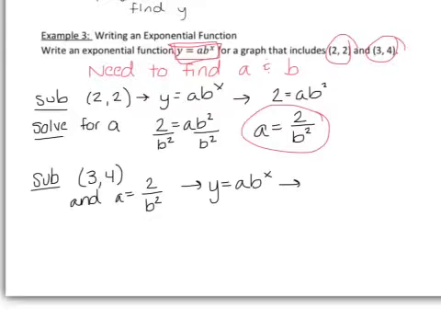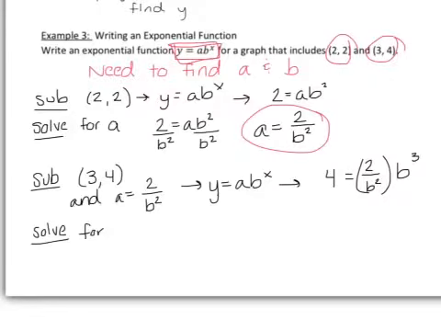Yeah. Okay, so for y, I'm going to put in 4. For A, I'm going to put in 2 over B squared. B stays the same. And then for x, I'm going to put in 3. So 4 equals 2 over B squared times B cubed. Next step is solve for the only letter we have, which is B.